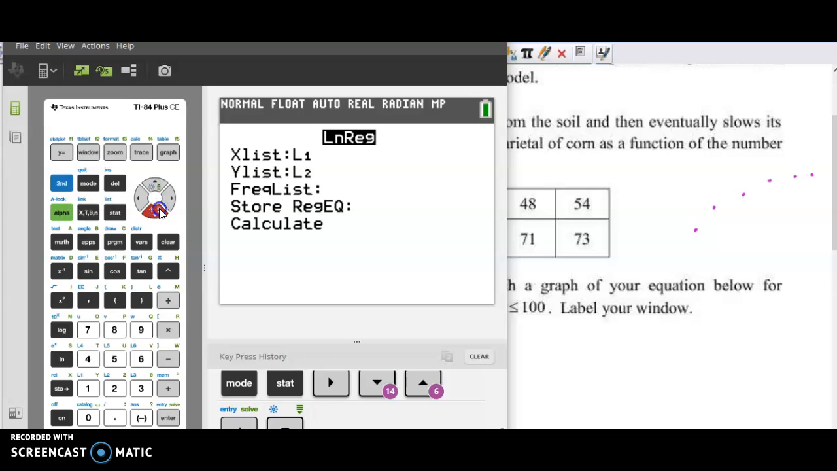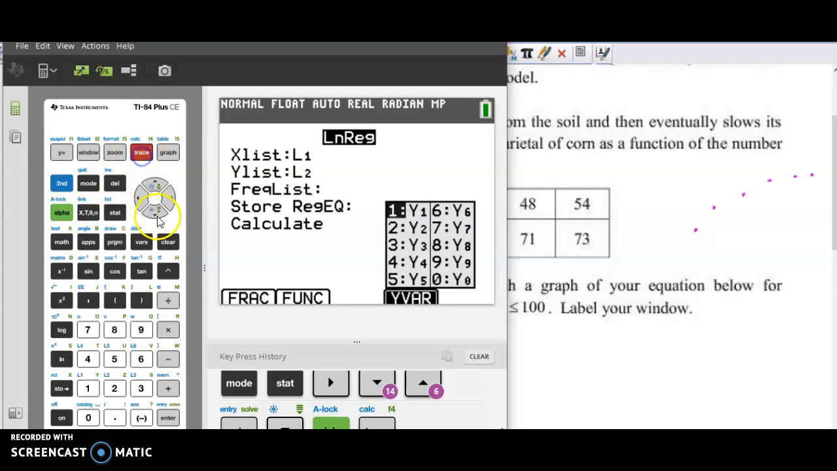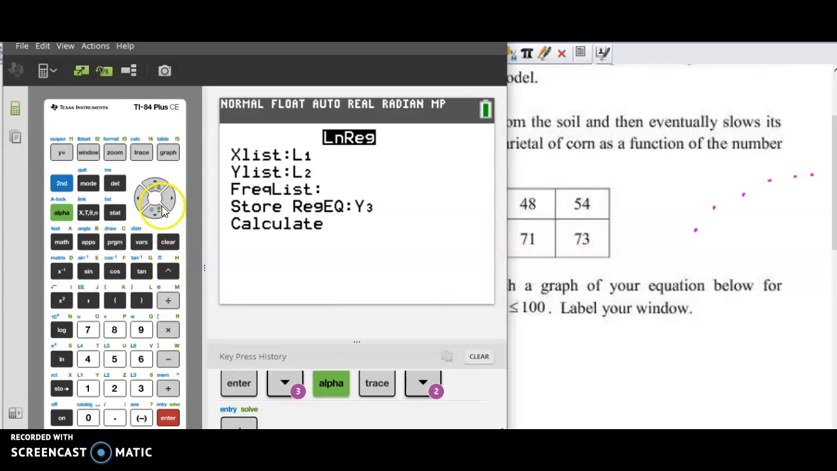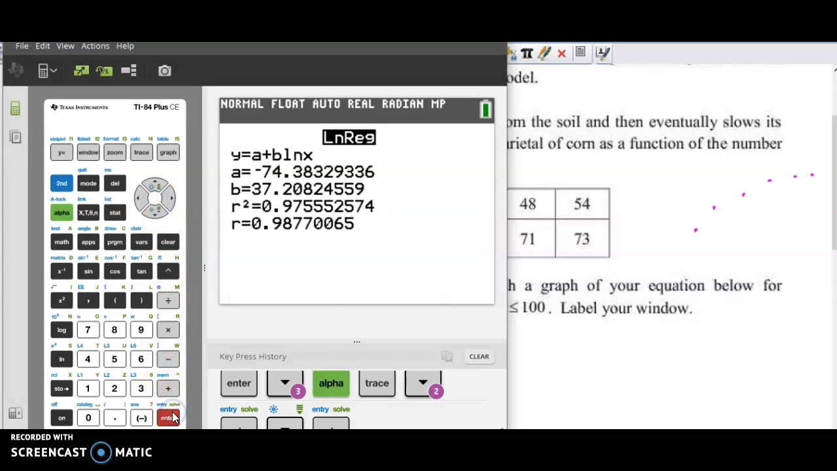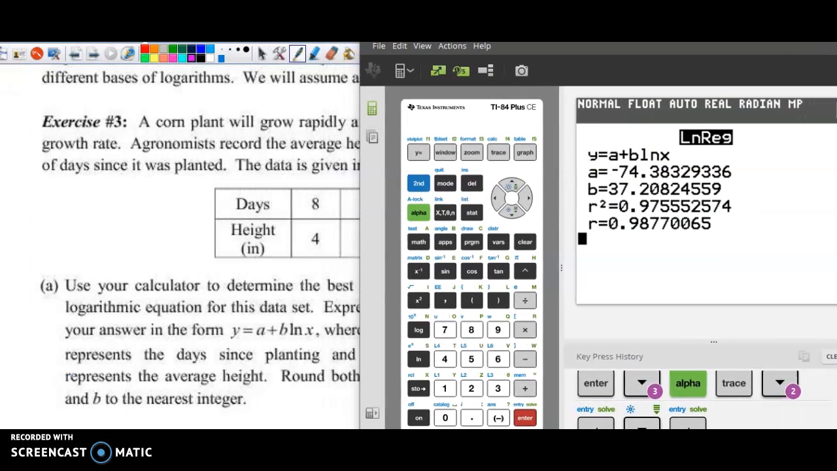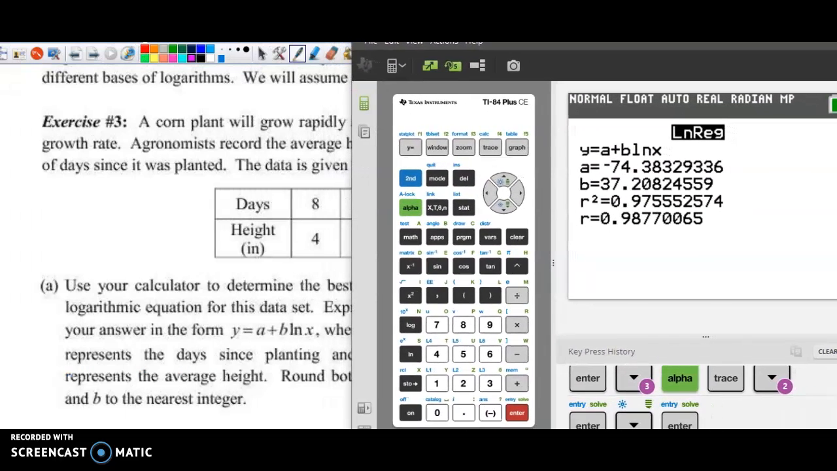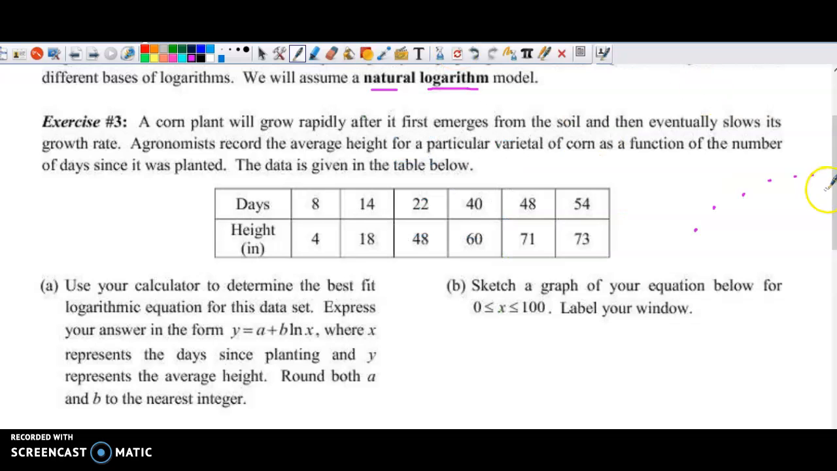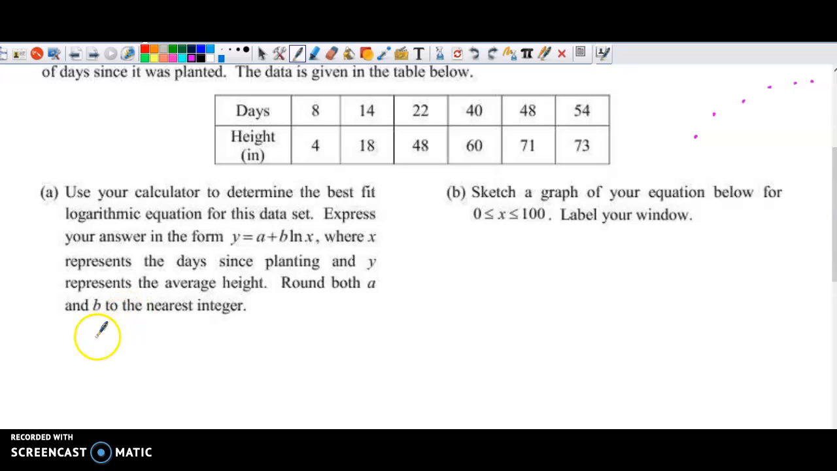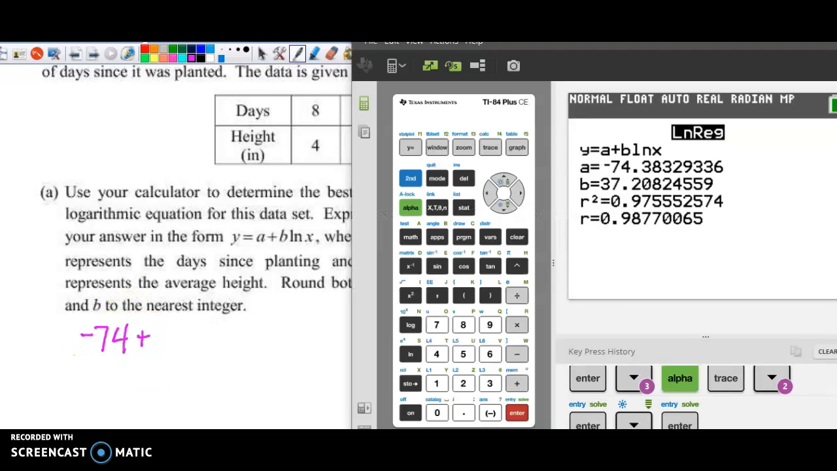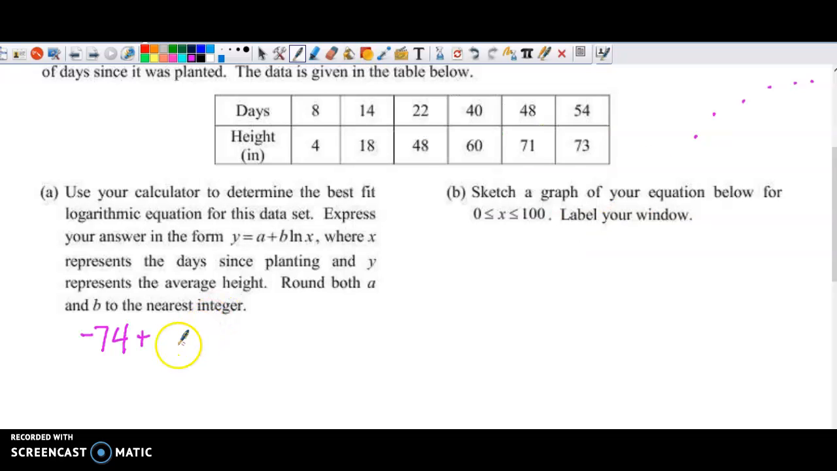And again, I can store that equation. I'm going to choose the third option here, so I don't have to type it in again. And so what this equation is negative 74. It says round both to the nearest integer, so I'll just leave it as negative 74 for A. And then B in my problem is 37 natural log of x.